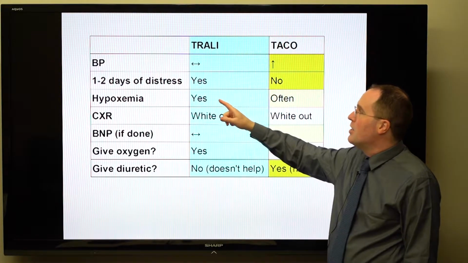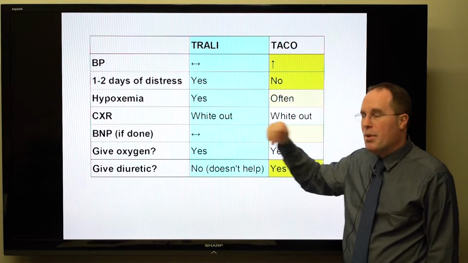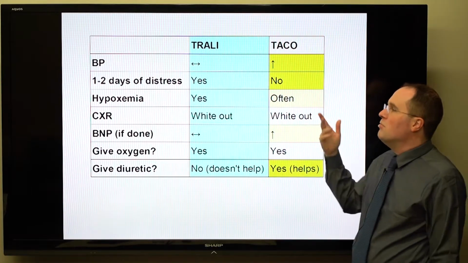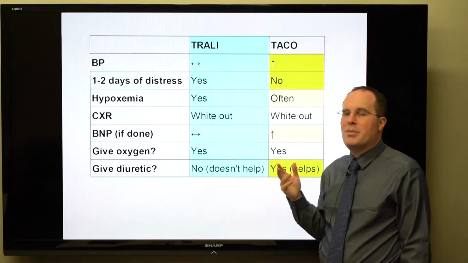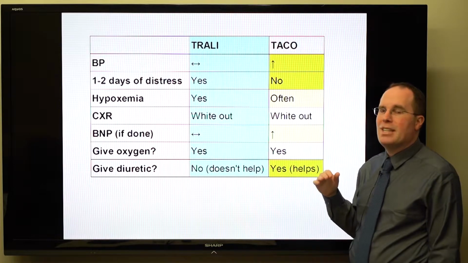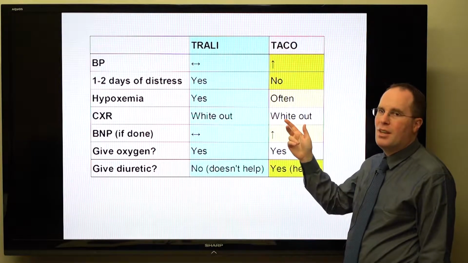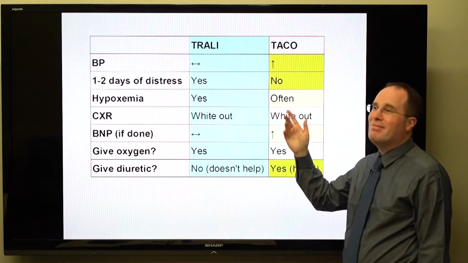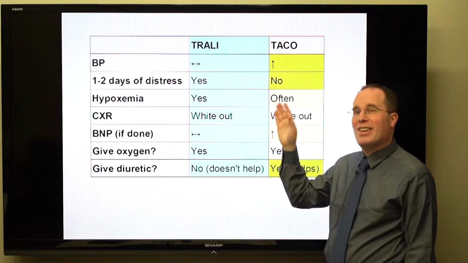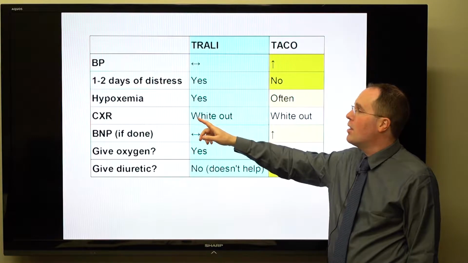Hypoxemia. In TRALI, we almost always see hypoxemia. In TACO, often we'll see hypoxemia, sometimes not. So the presence of hypoxemia is not specific for one of these, but if I don't see it, I'm less worried about TRALI.